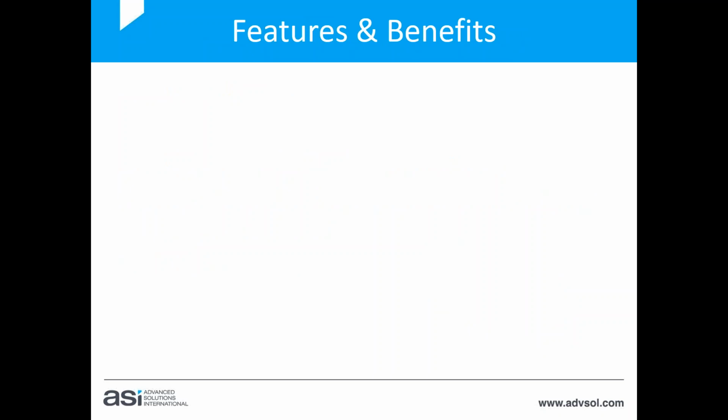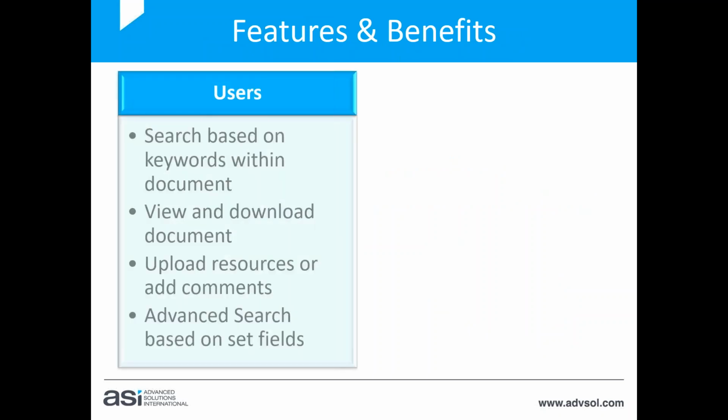Here are some of the working features and benefits of the eKnowledge repository for both users throughout the website and administrators. So we'll start with the users. The users search based on keywords within a document, so that's your members. They can view and download the document. They can upload resources and add comments if you wish. That's an optional feature. And they can do an advanced search based on set fields. So they can search based on topic, category, and other set fields that you create.